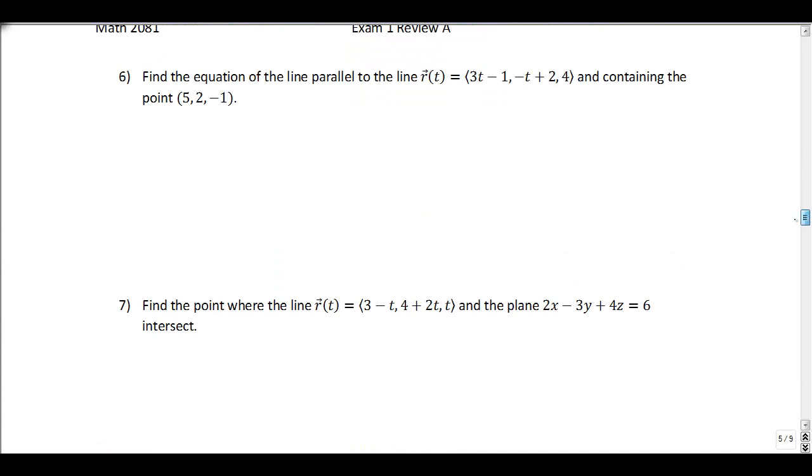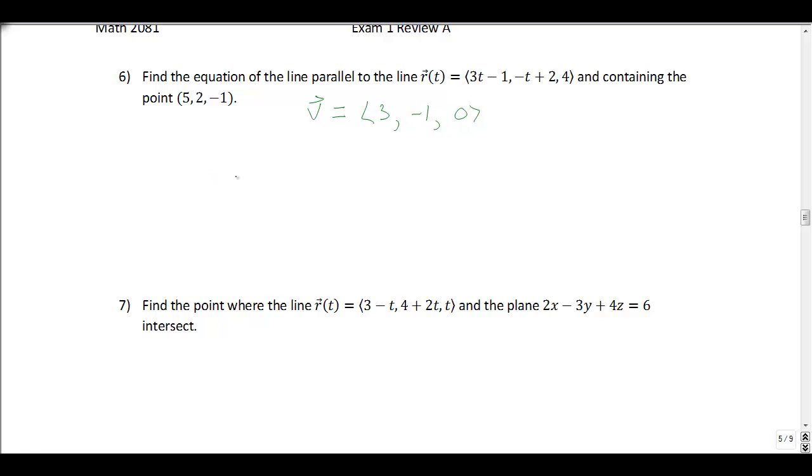Okay, another equation, this time for a line. Find an equation of a line parallel to this line and containing the point (5, 2, -1). Two parallel lines will have direction vectors that point in the same direction, or at least the direction vectors will be scalar multiples of each other. So our direction vector is the things multiplied by t here. That's a 3, that's a negative 1t. There's no t in the z component, so that's a 0. This is our direction vector.